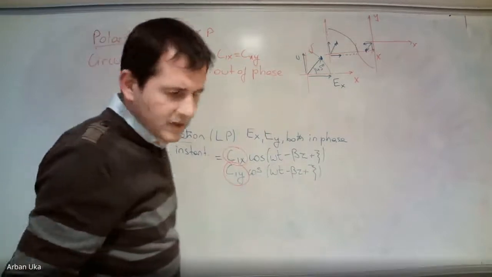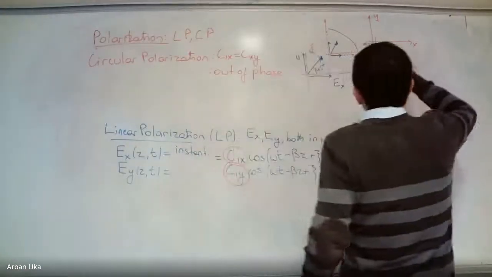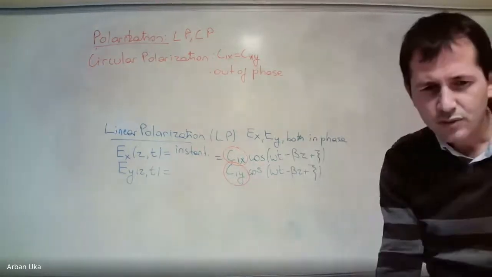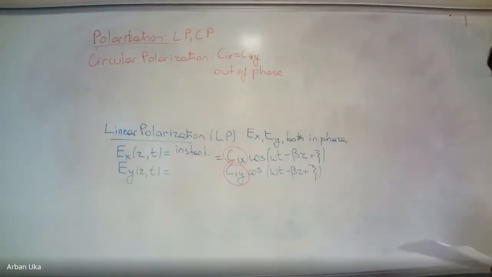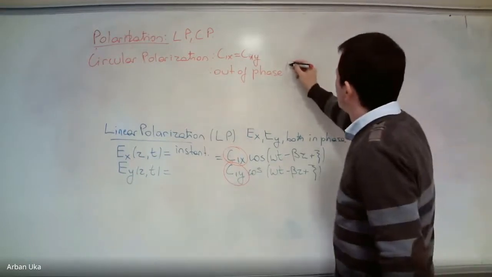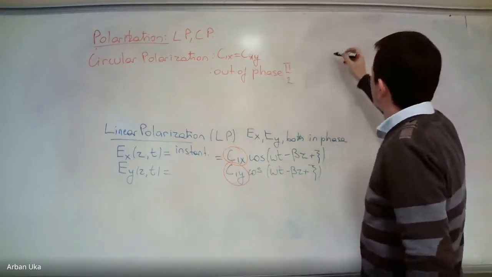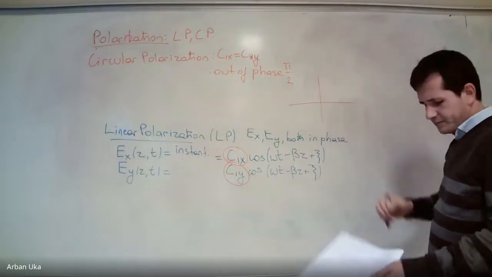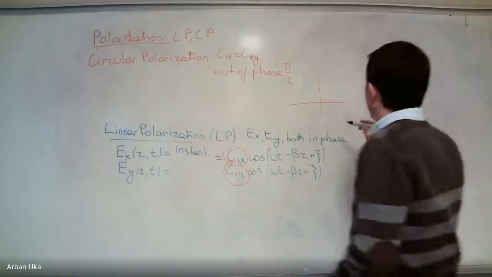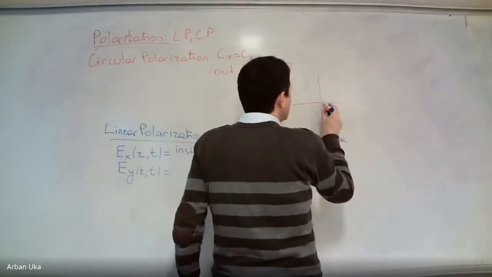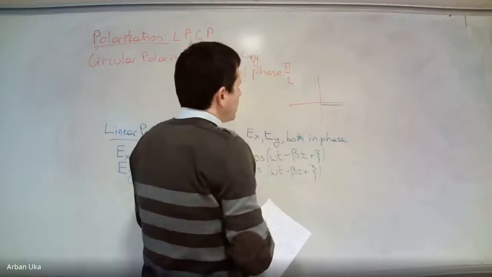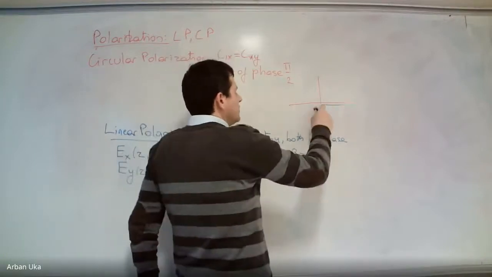Okay, so if we try to draw them here, being out of phase, but how much out of phase? This is also very, very important. Out of phase by an angle of pi over 2. This would mean that at one instant, the electric field is going to be maximum, so it's going to be here, and the component along the y-axis will be 0.